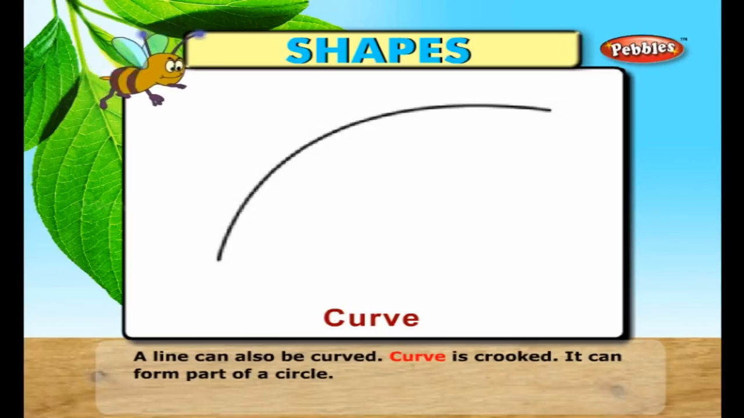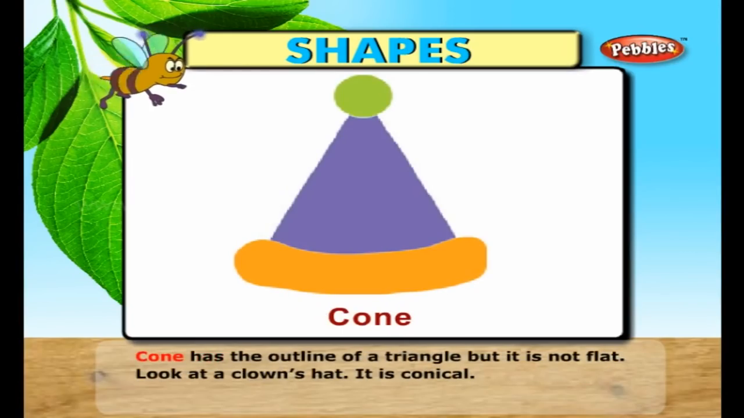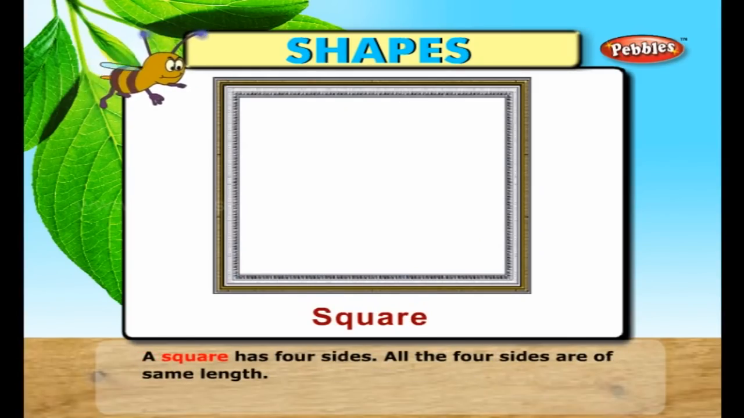Curve is crooked. It can form part of a circle. A triangle has three sides. The three sides may be of same length or each one with different length. Cone has the outline of a triangle, but it is not flat. Look at a clown's hat. It is conical. A square has four sides and all the four sides are of same length.